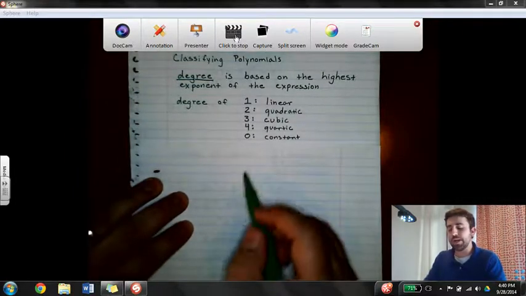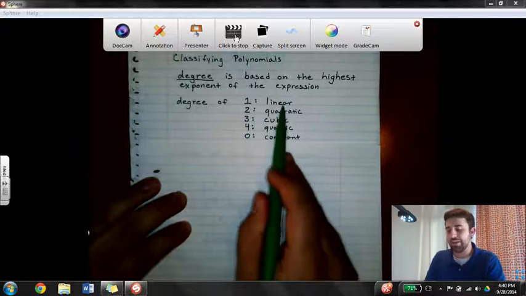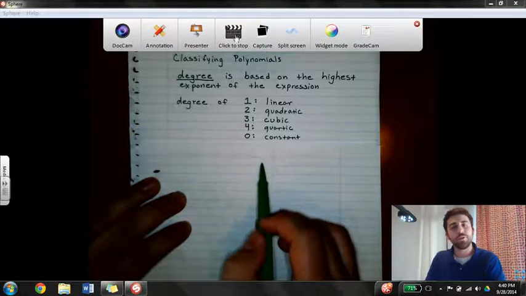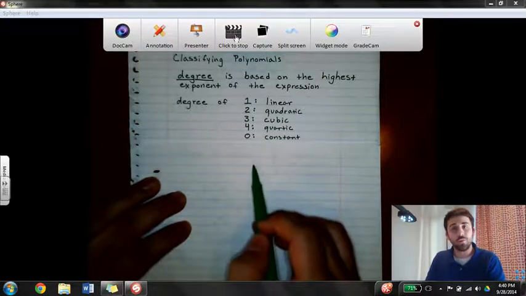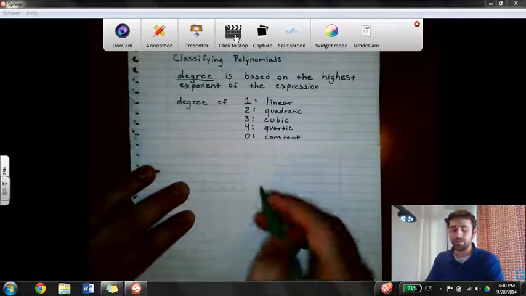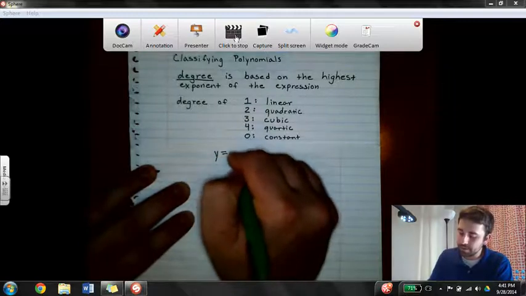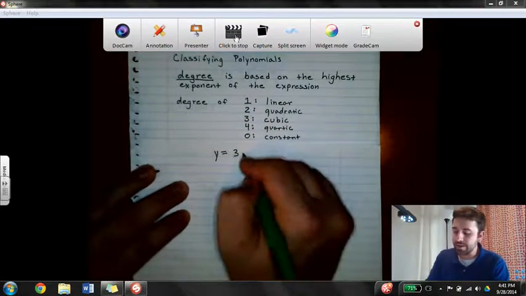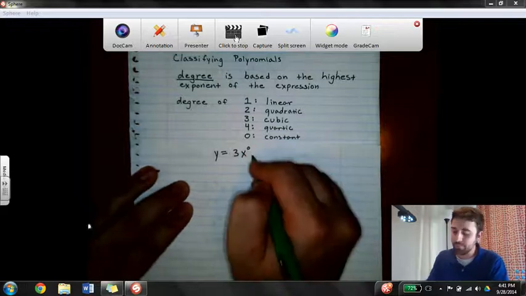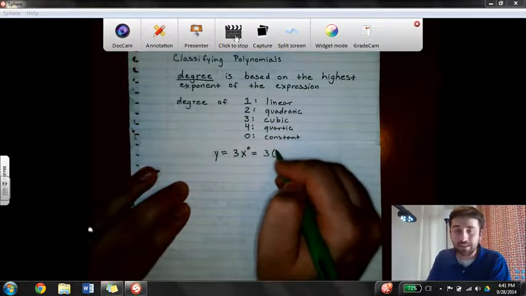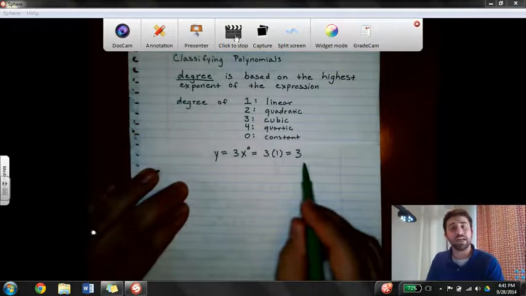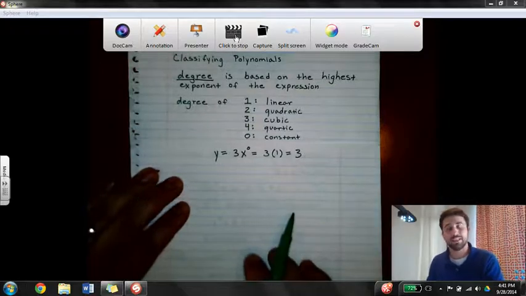If the degree of our polynomial is 1, then we have a linear polynomial. If it is 2, we call it quadratic. 3, we call cubic. 4, we call quartic. And 0, we call constant. Now this 0 degree would look something like this, where the variable that's with my coefficient would have an exponent of 0, which when we simplify, anything to the power of 0 gives us 1, and when we simplify further, we get just the constant coefficient 3, hence why we call it constant.